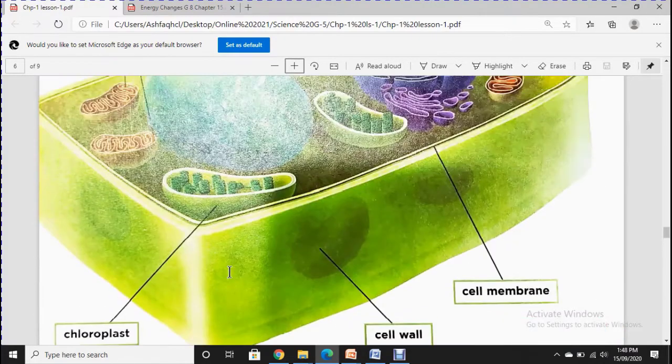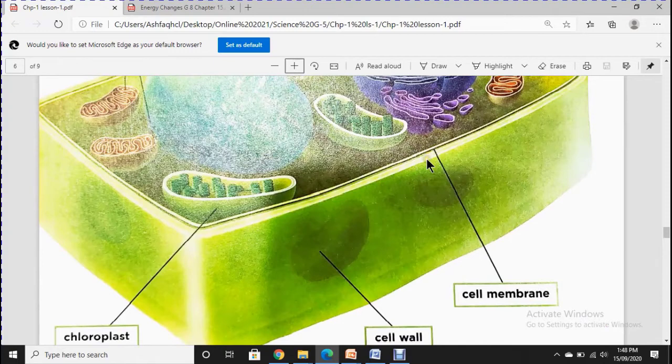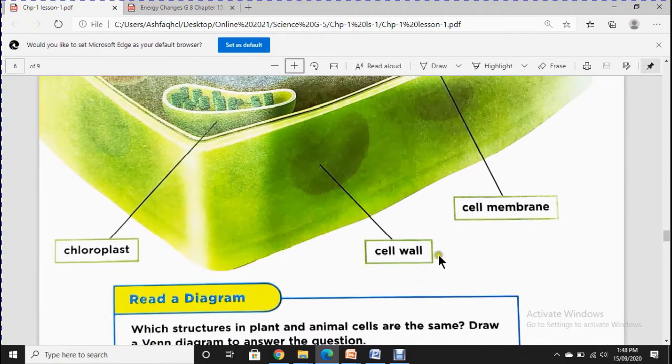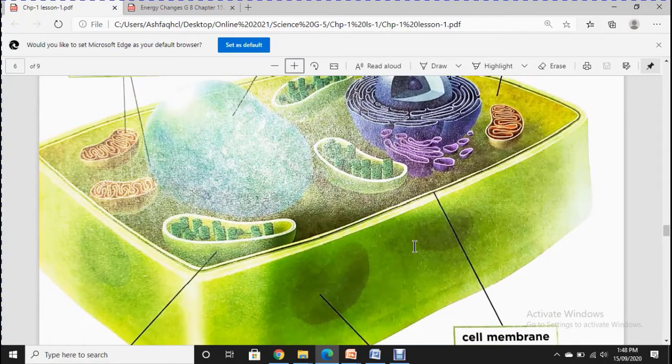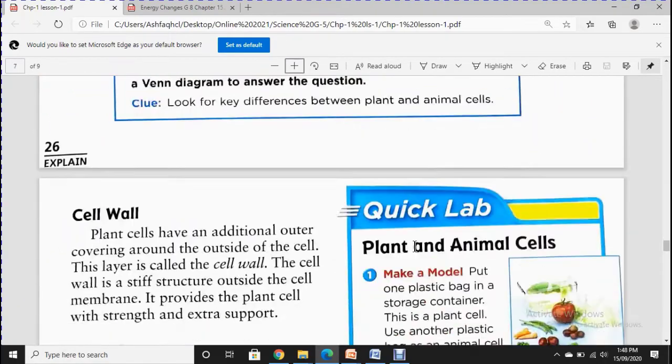So you can see here this inner line, it's the cell membrane. And outside of the cell membrane is the cell wall, or you can say that the outer boundary of the plant cell is the cell wall.